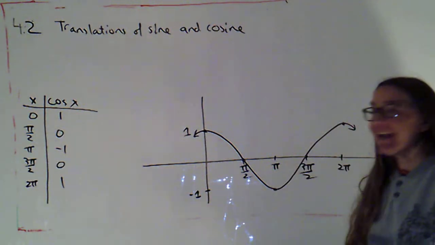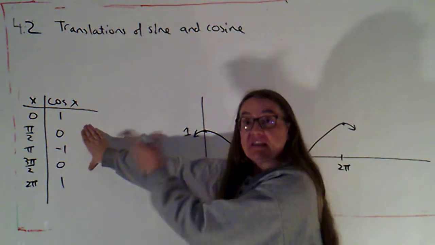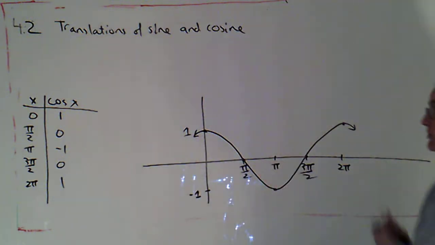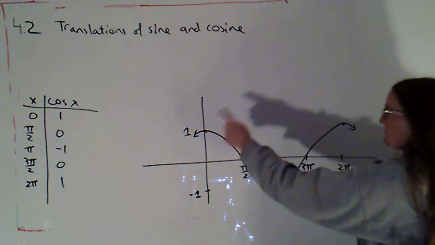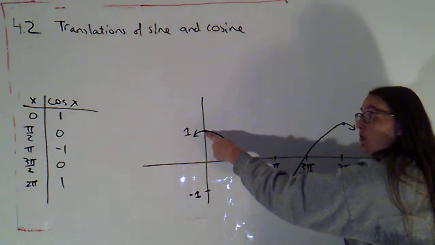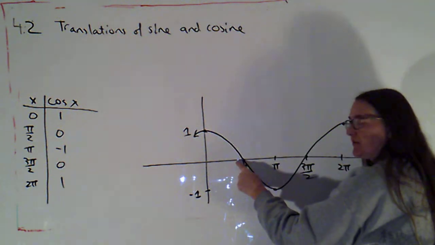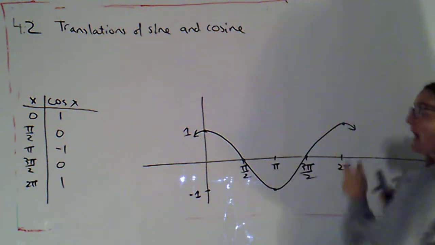Anyway, I had left you with this table of values if you needed it, and the instructions to graph cosine. So cosine is the graph that's this nice wave, starts at a high point, then goes down to a middle value of 0, low, middle, high.